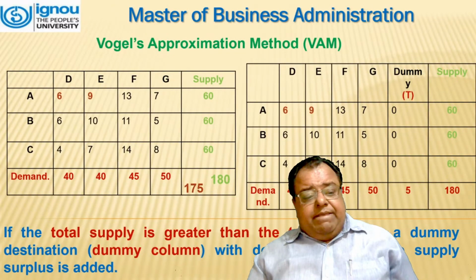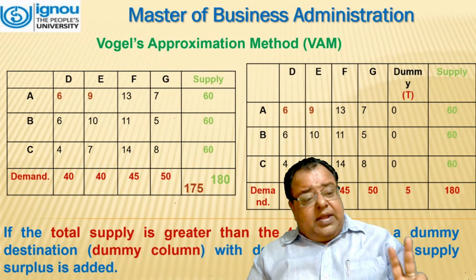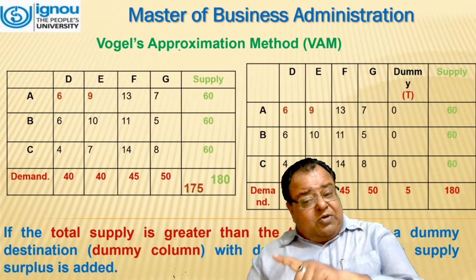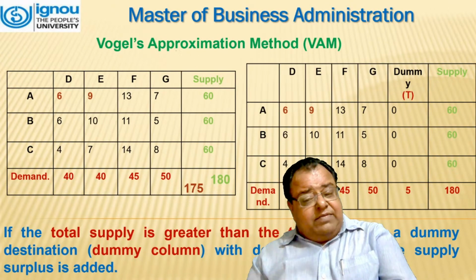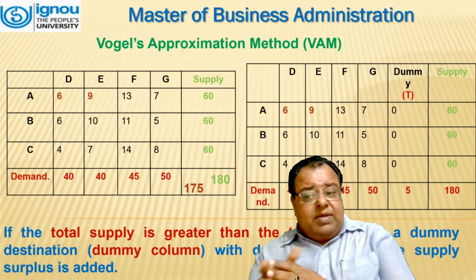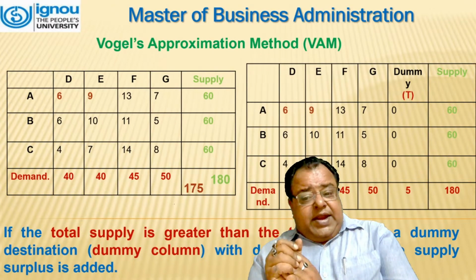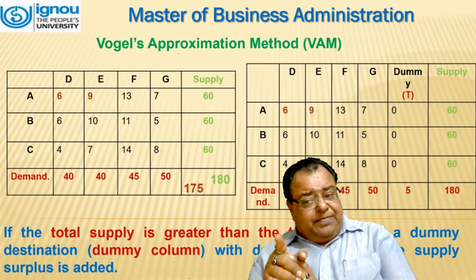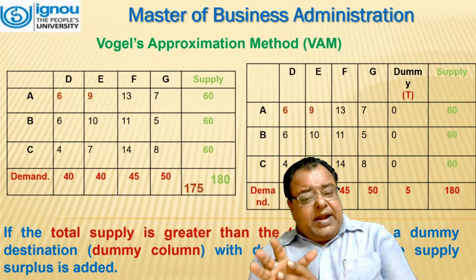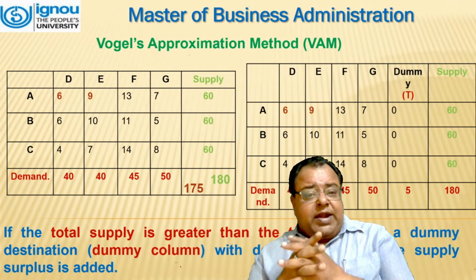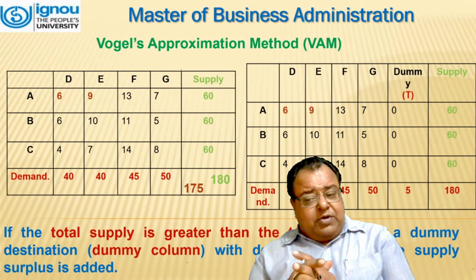If the total supply is greater than the total demand, then a dummy column is added with demand equal to the supply surplus. So here in this problem, supply is greater than the demand. So we are going to add a dummy column D over there. Unit values are 0 and a demand value of 5 is added to it. That means now this has been converted into a balanced transportation problem.